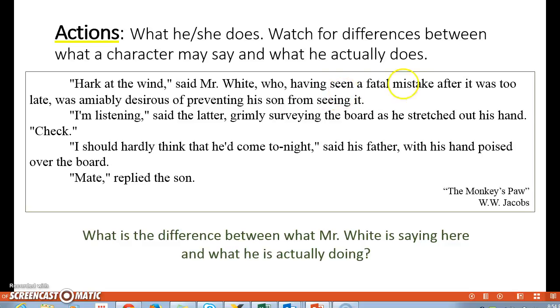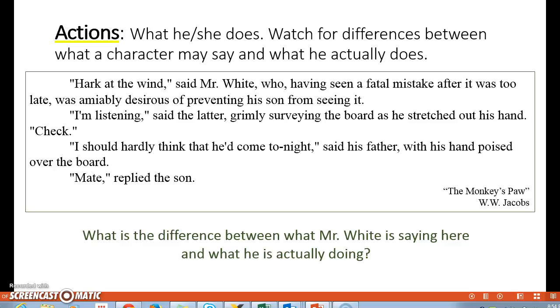But he's realizing that he's made a mistake. He's seen a fatal mistake after it was too late, was amiably desirous of preventing his son from seeing it. So he's a little manipulative here. He's trying to get his son to pay attention to the weather and not to the game, because he's about to lose this game. So maybe not the nicest guy here.